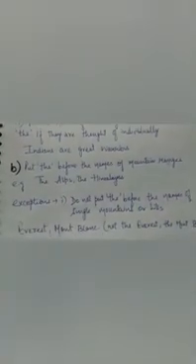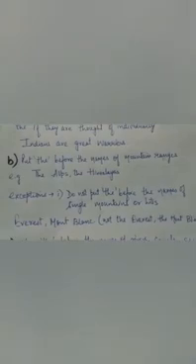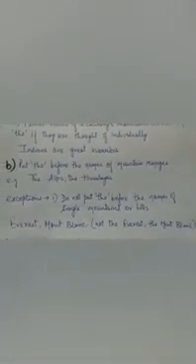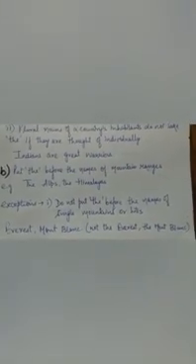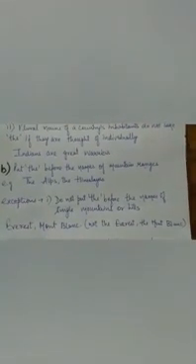Alright. So now let us come to B. Put the before the names of mountain ranges. Example, the Alps, the Himalayas. Now let us see what are the exceptions to this rule. Do not put the before the names of single mountains or hills. Everest, Mount Blanc.